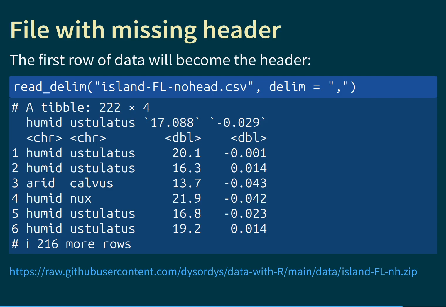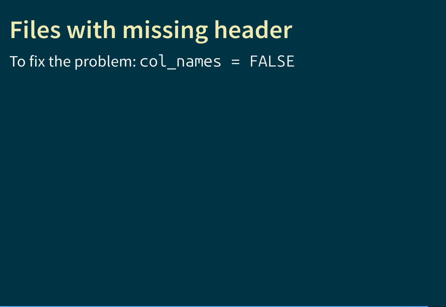Well, what can the poor system do? The system simply looks at the file, looks at the first line, and whatever is there, those will be the headers. So the poor computer doesn't know any better. It just took the first row of data and assigned them as if they were names. Again, by the way, notice the backticks around these names because they contain characters that otherwise could not be parts of names. Okay, how do we fix this problem?